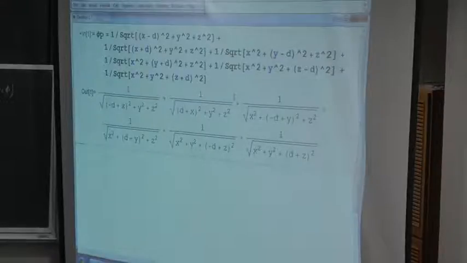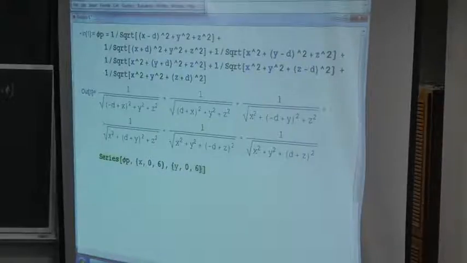Now, I would like to express this as a series, which has terms in x squared, y squared, z squared. I would like to expand this as a series. I expand phi p, and I would like to return a certain number of terms. x goes from 0 to 6, y goes from 0 to 6, and z goes from 0 to 6.